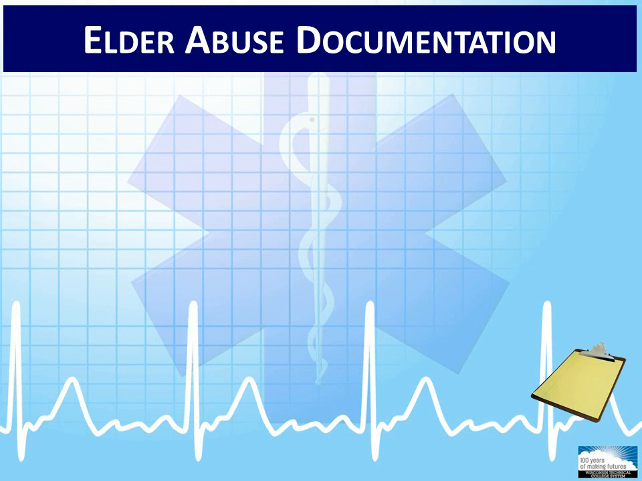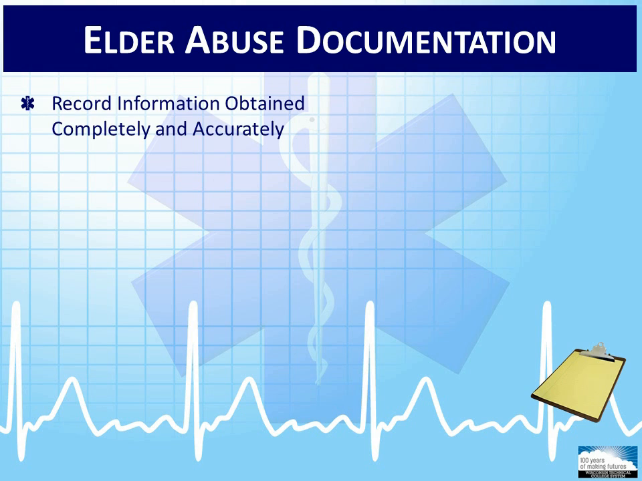Documentation is important for every EMS patient contact, but the critical nature of accurate, thorough, objective documentation is even more pronounced in cases involving suspected elder abuse or neglect. Similar to documenting cases of child abuse or neglect, be sure to keep the following points in mind. Be complete and accurate in recording all observations and data. Report objective findings. Do not include opinion or subjective information.